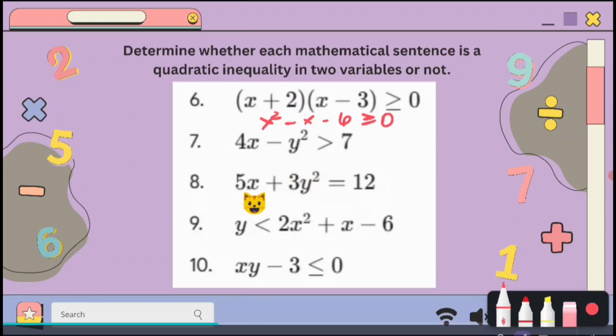Number 8, 5x plus 3y squared equals 12. So, ang ating ginamit na symbol dito is equal sign. That means it is not a quadratic inequality.